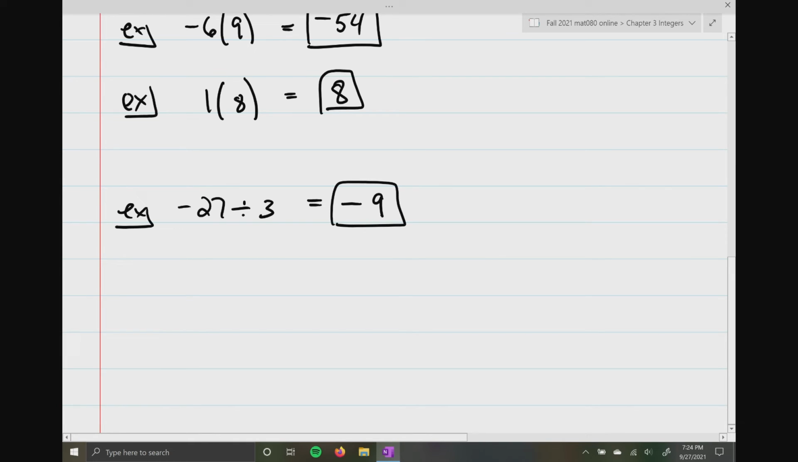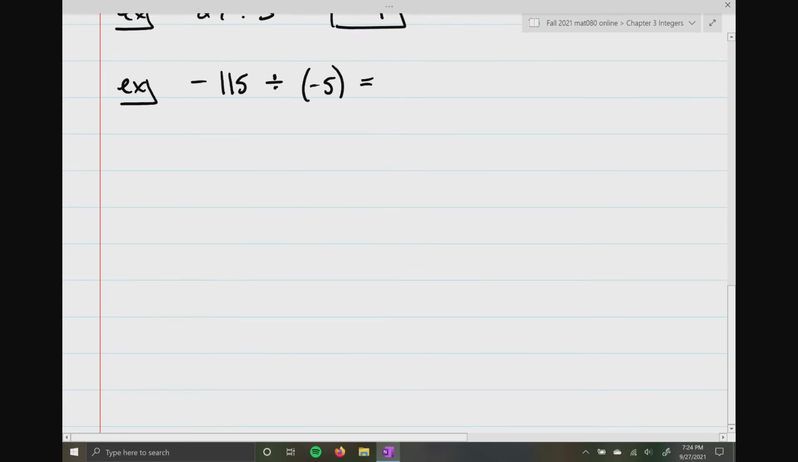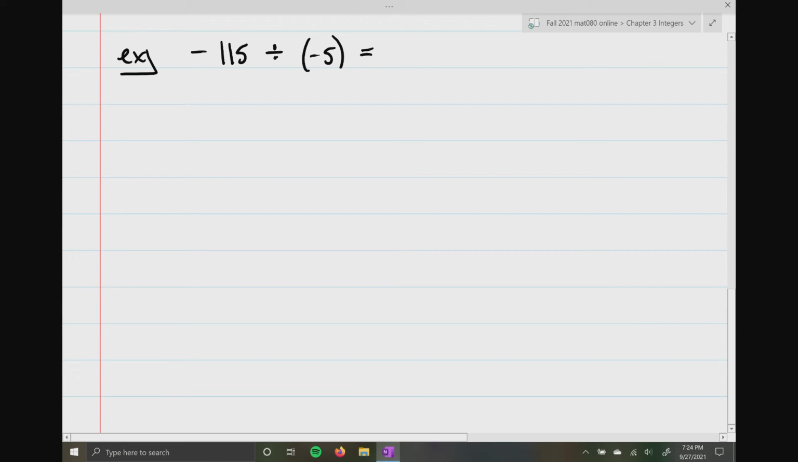Okay? Now, let's get a little bit more difficult. How about negative 115 divided by negative 5? Okay? So the easy part, a negative divided by a negative is going to be a positive. So I know the answer is positive. However, 115 divided by 5, I can't do that in my head. So what I'm going to do is just write it out.